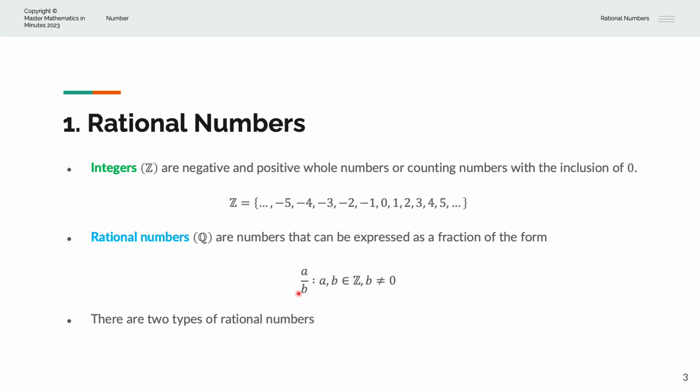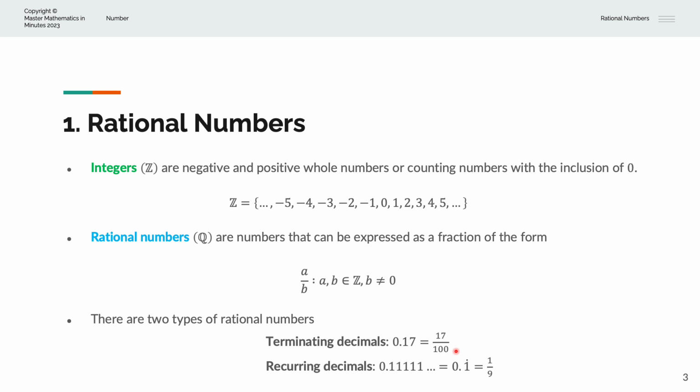There are two types of rational numbers. The first one is the terminating decimal, with 0.17, and that can be rewritten as 17 over 100. And 17 and 100 are both integers, and so that is a rational number.